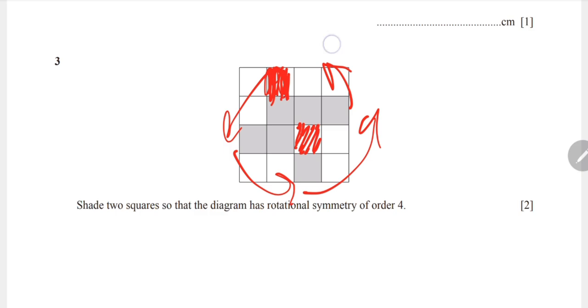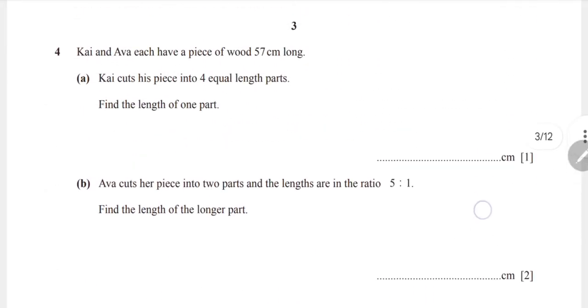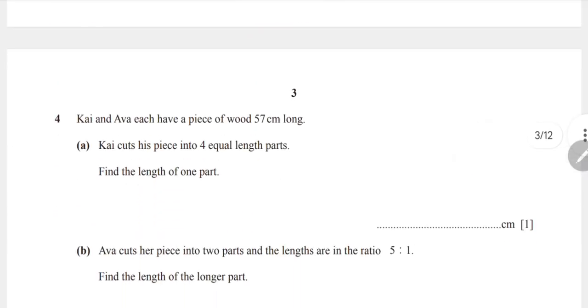Now next question. Kai and Ava each have a piece of wood of 57 centimeters. Kai cuts his piece into 4 equal parts. Find the length of each part.